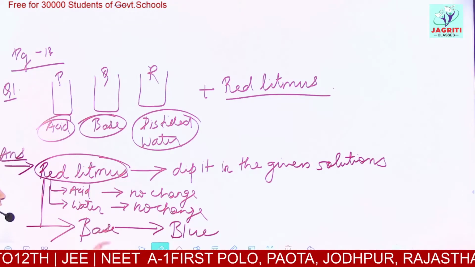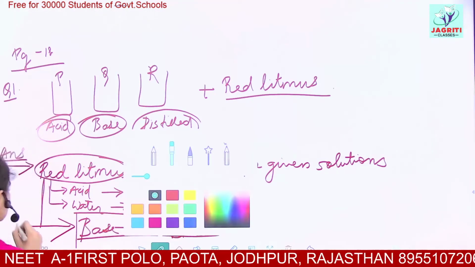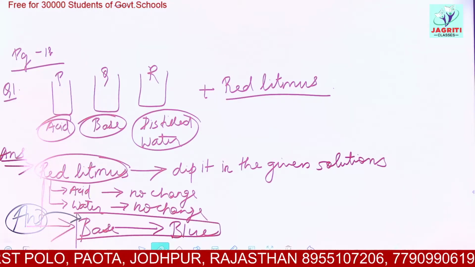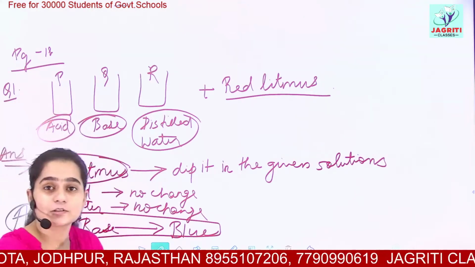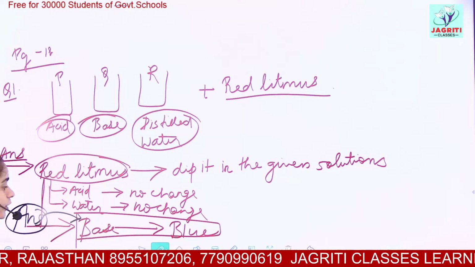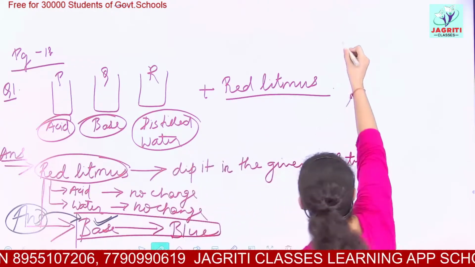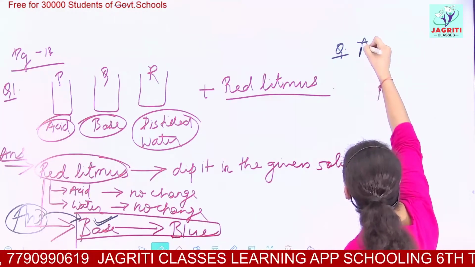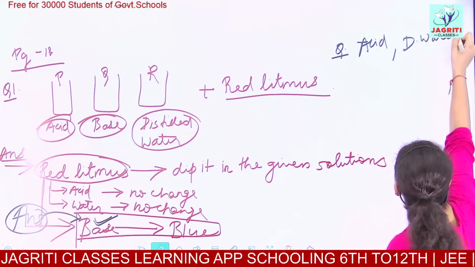So from here you can identify your base. We can identify the base: in whichever test tube the red litmus changes to blue color, that is your base. So now we have identified the base here. Now we are left with only 2, that is, which one is acid and which one is distilled water.